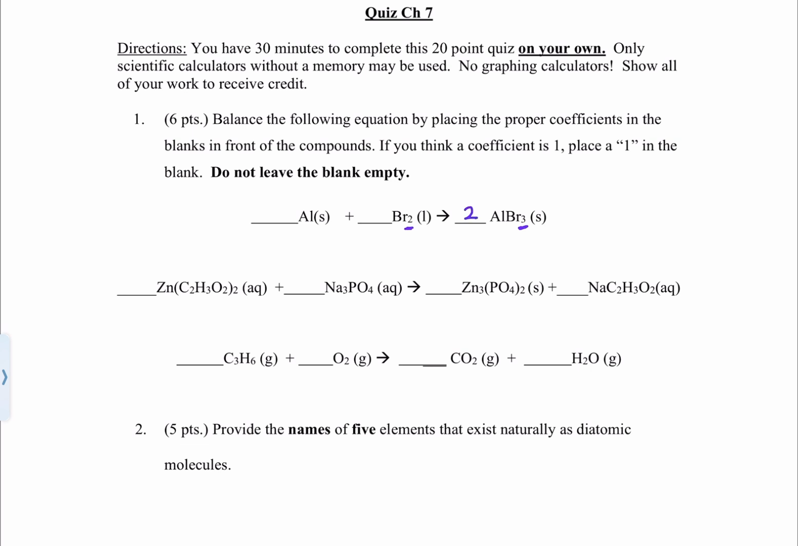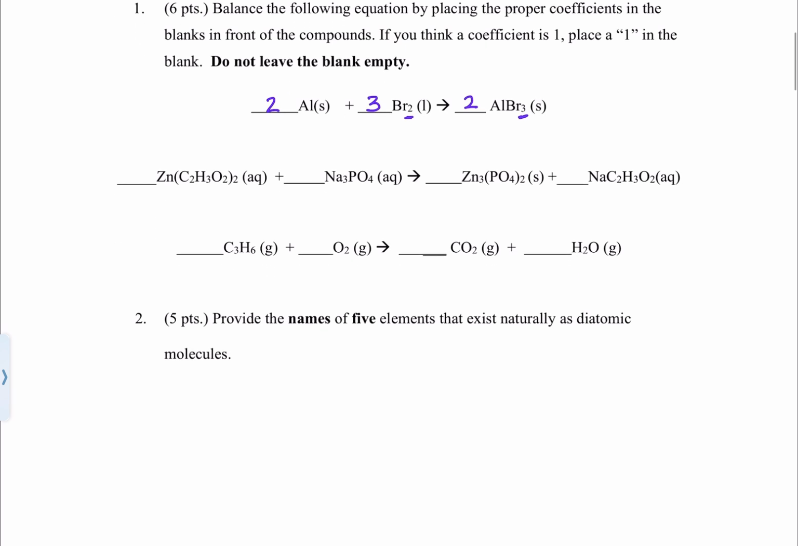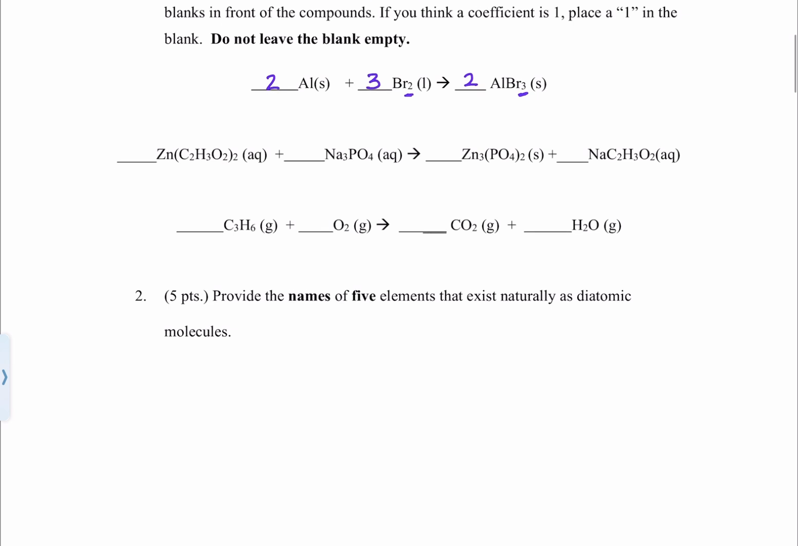So I'm going to start by adding a 2 here. That's going to give us 6 bromines. We have a diatomic molecule of bromine on the reactant side, so I need to put a 3 in front of here in order to get 6 bromines on the reactant side. When we added the 2 coefficient in front of aluminum bromide, we also changed the number of aluminum. So now we have 2 aluminum on the product side, so we need to make sure we have 2 aluminum on the reactant side. Okay, moving on to the next one.